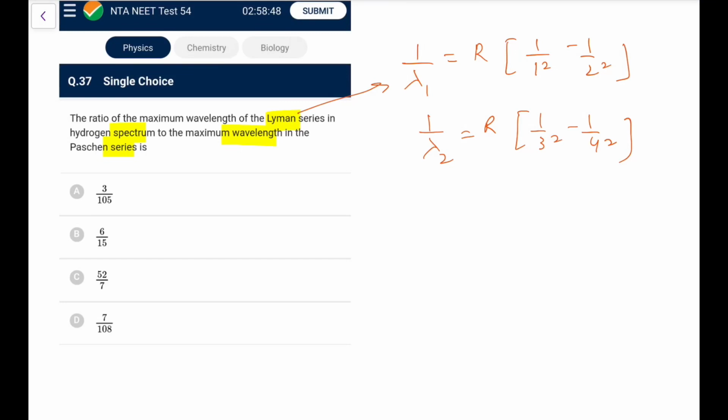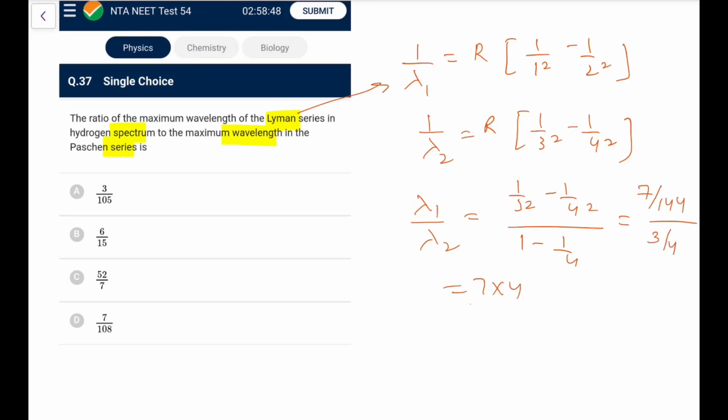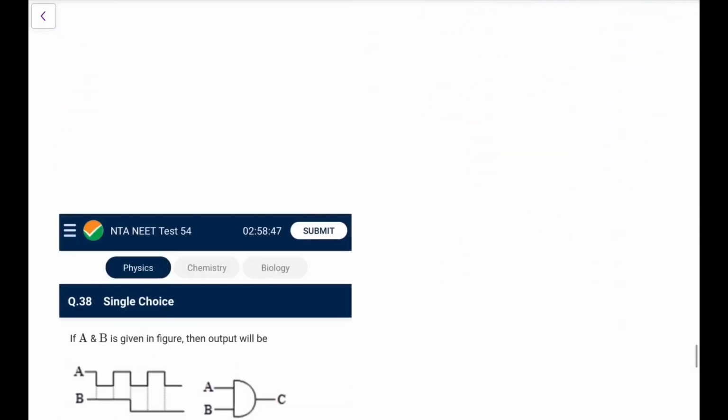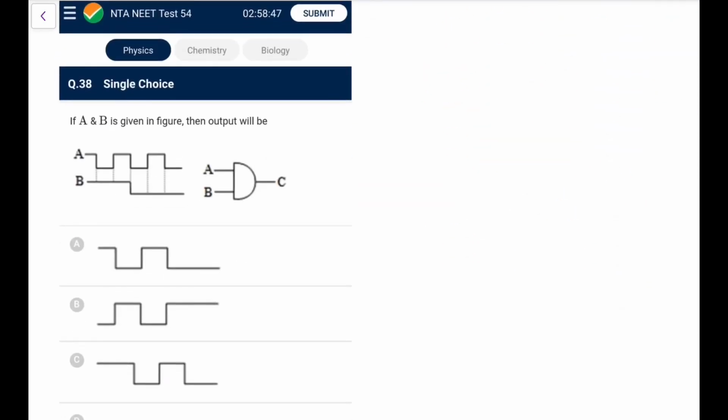So if I do the reverse ratios so that I get lambda 1 by lambda 2, what I will get is 1 upon 3 square minus 1 upon 4 square, and 1 minus 1 by 4, I can write like this. So 1 by 9 minus 1 by 16, that is 7 by 144. Here what I will get, 3 by 4, 7 into 4 into 3 upon 144, that is what I am getting, if I am right. Yes, so 4, 4, 4, 4, this is 30, 36, so 7 upon 108. The same question came a few days before, or maybe yesterday, I don't know.